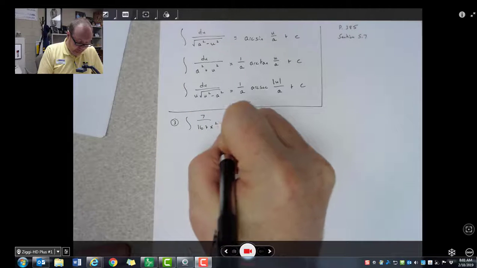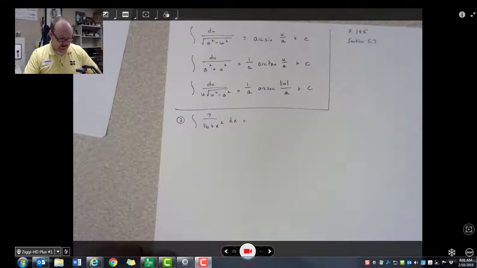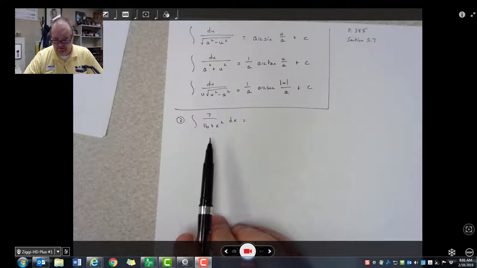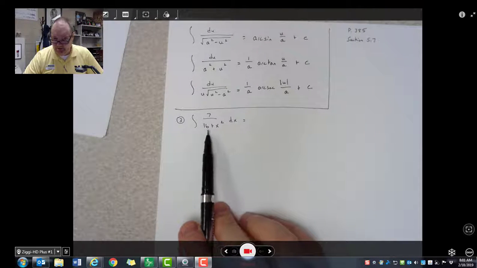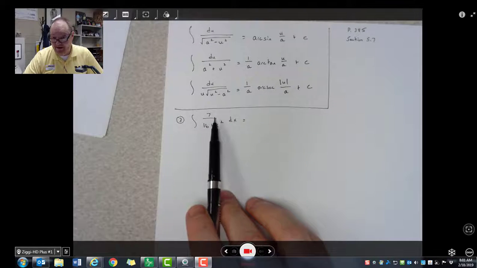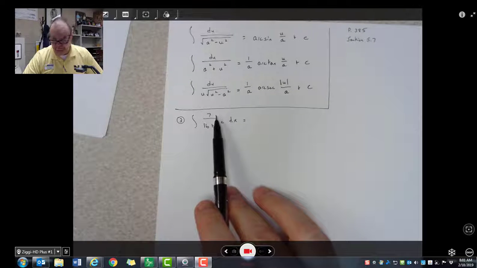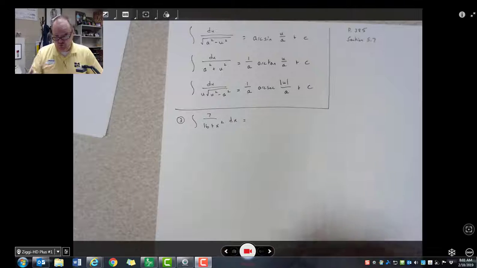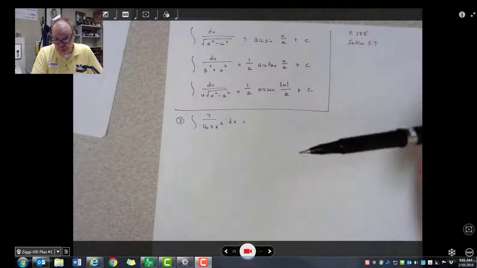And as always, we want to kind of go through our litany of things to try. Is this even possible to be a du over u case? Well, if it was, I would choose u to be 16 plus x squared, and the du would be a 2x. I don't have an x at all in the top. Then I might even want to try if there's a higher power in the top. We might want to try long division. But we go through all of those things to be able to determine which one is going to work.